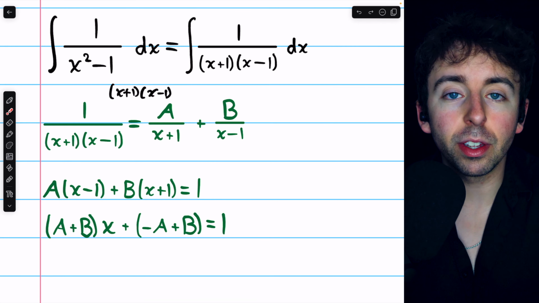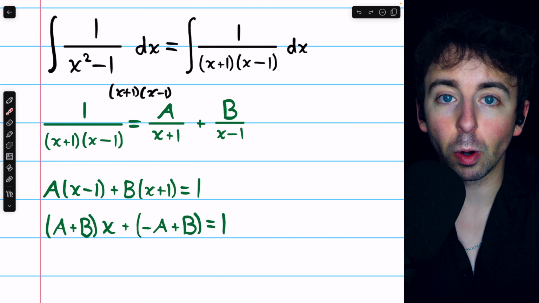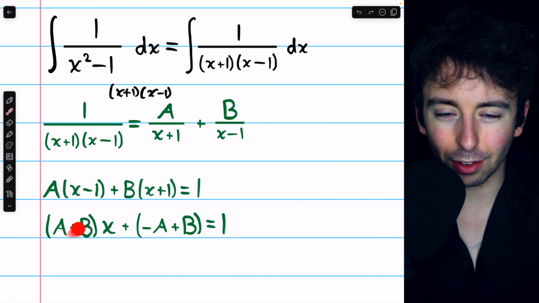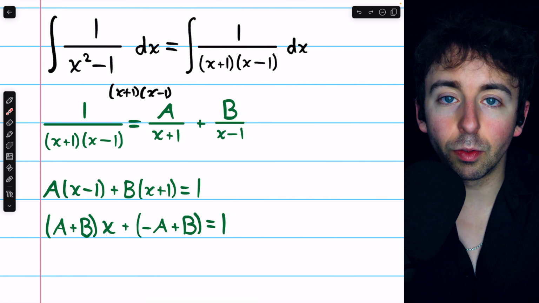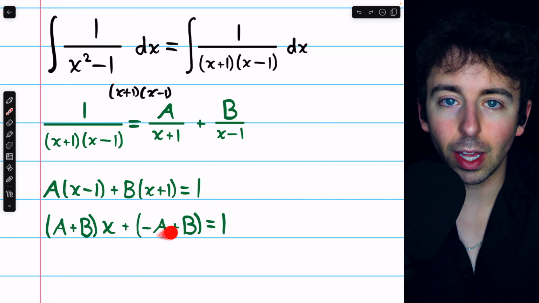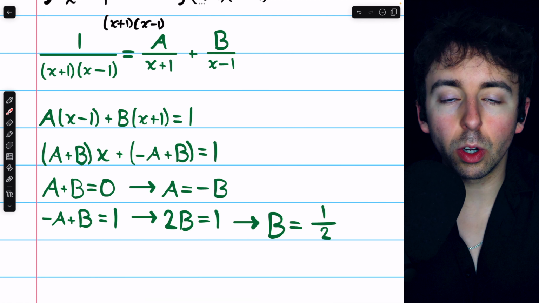Then we'll use the method of equating coefficients. There are 0 x's on the right. So A plus B, the x's on the left, must equal 0. On the other hand, there's a constant of 1 on the right. So our constants on the left, negative A plus B, must equal 1. Thus, we get these two equations.